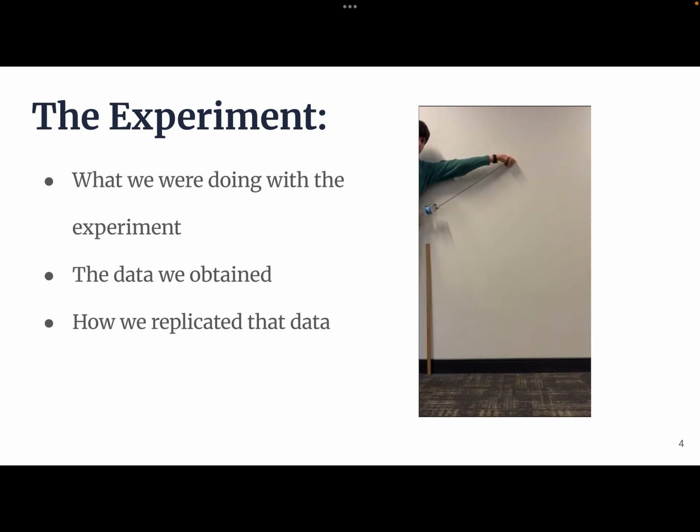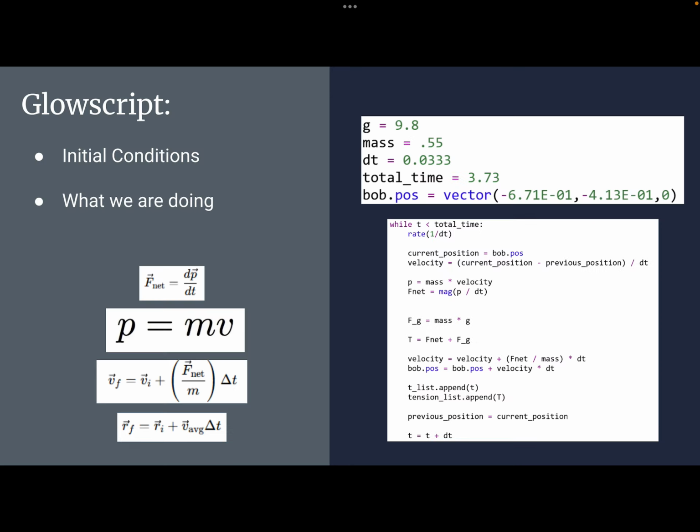We then replicated that using GlowScript. As you can see, we first have the initial conditions of the experiment. We have the gravity, the mass of the water bottle, the change in time, and the total time. We also have the initial position, which is the initial condition.